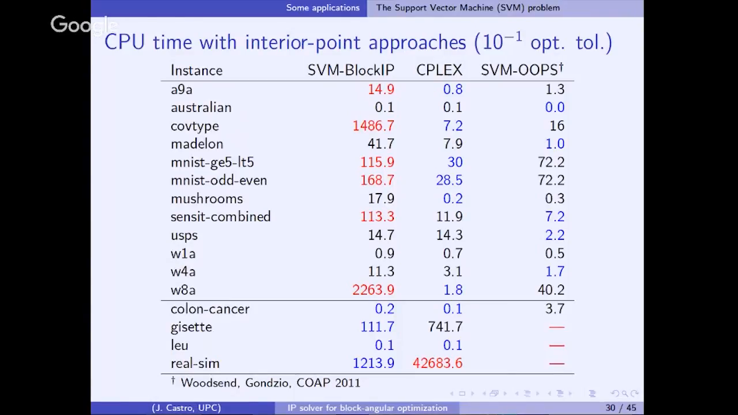But when you go to the instances where the number of features is large, you see that this approach was not able to solve any instance. And CPLEX was very time consuming. You see, this took this number. Well, our method was the best one.